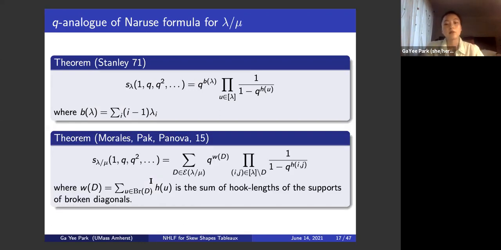And Morales, Park, and Panova also came up with a q-analog for the Naruse hook length formula as well. We are still summing over the excited diagrams, and we have this extra accessory, q to the power of the sum of hook lengths of supports of broken diagonals, which I will also define in the next slide.